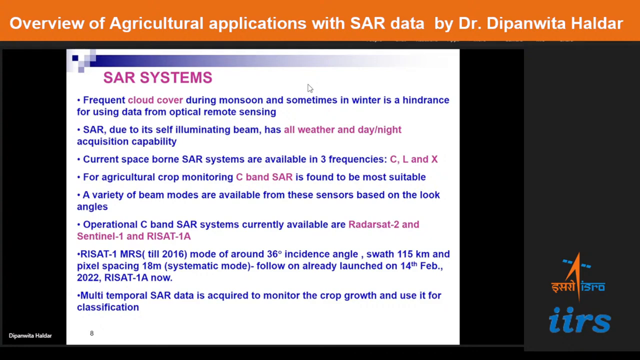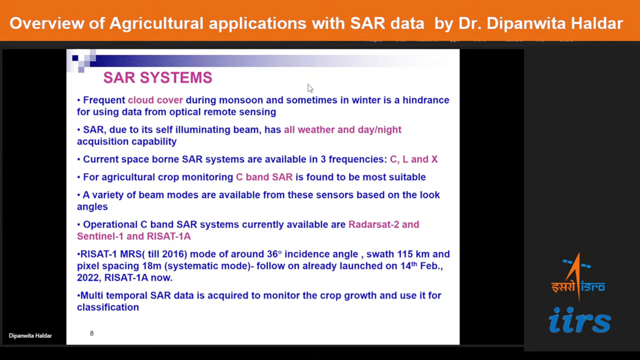So RISAT-1 MRS mode, the first satellite, was operational till 2016 at around 36-degree incidence angle. This is a little wide incidence angle, with a swath of 115 kilometers and pixel spacing of 18 meters. So this is the standard systematic mode which was acquired by this satellite. And the follow-on launch happened in mid February, RISAT-1A, and now it is operational. We are getting the data of this satellite right now.